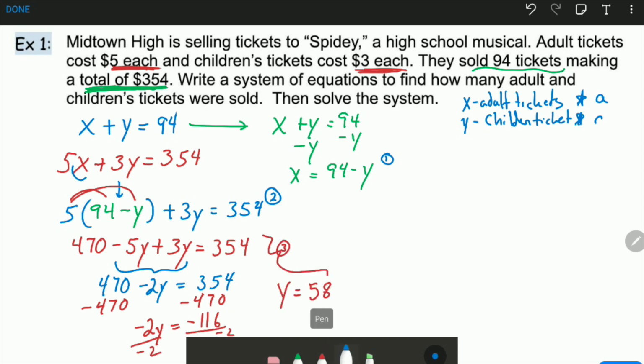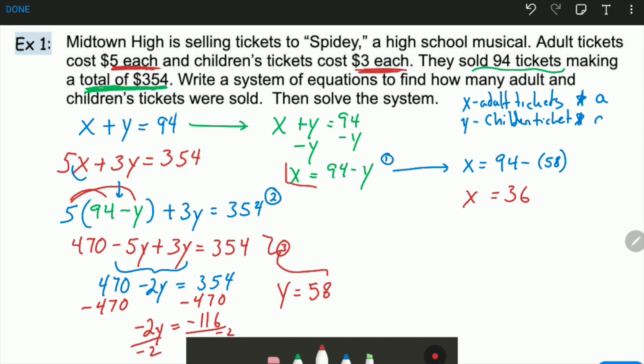To finish off and do step 4, go back up to here. Do x equals 94 minus 58. Let's see, 94 minus 58 is going to be 36. So x is equal to 36.